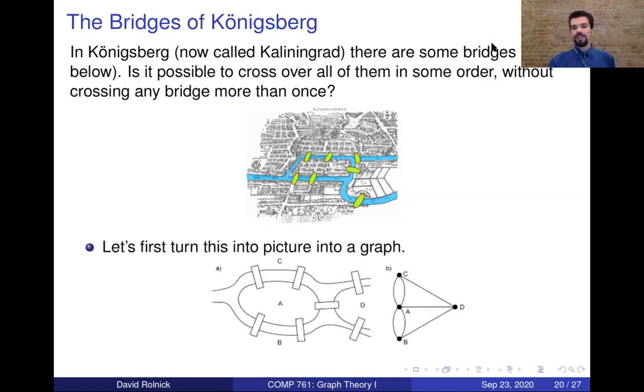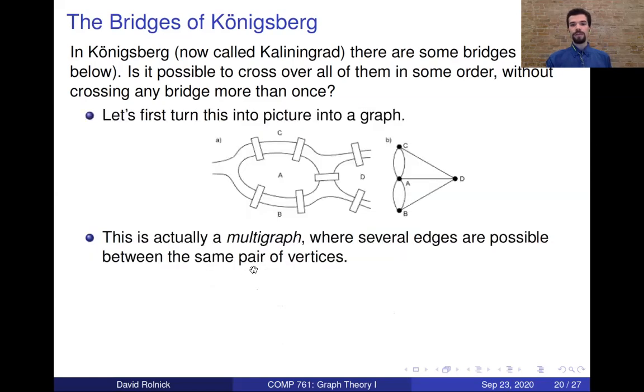So we can turn this picture into a graph. Putting every piece of land as a vertex of this graph, A, B, C, D. There are 4 vertices. Now, this is a kind of graph that we haven't seen before. It's what's called a multigraph, where several edges can exist between the same pair of vertices. Multigraphs are basically the same as graphs. Like everything that we've discussed will basically carry over nicely to multigraphs. We'll come back to this in a moment.